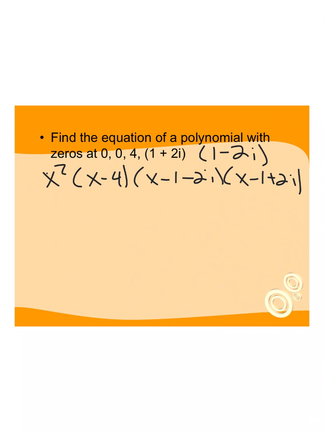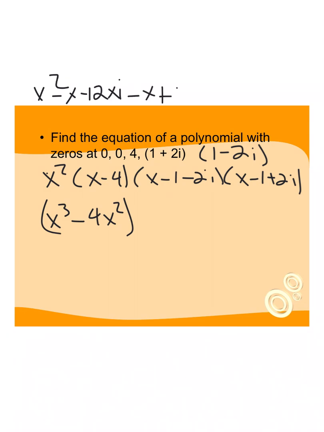All right, if we go ahead and multiply our first two expressions there, we're going to end up getting x cubed minus 4x squared. And I'm going to go ahead and do what I did with the last example. We're going to multiply these together, and I'm going to list what I get up at the top. All right, so we should get x squared minus x plus 2xi minus x plus 1 minus 2i minus 2xi plus 2i, and then minus 4i squared.